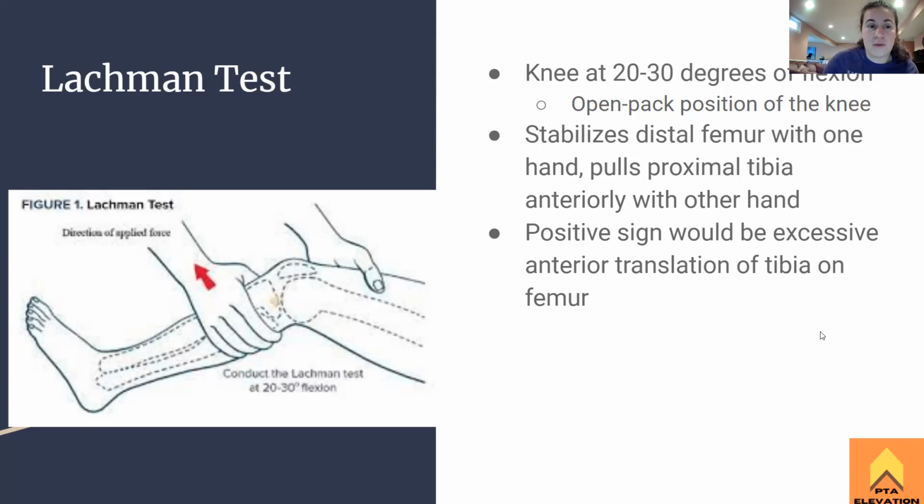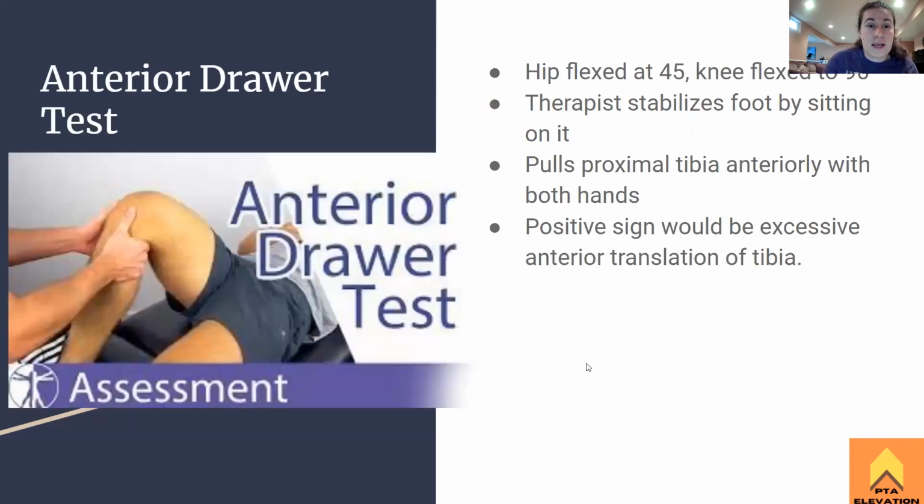So that is why the Lachman's test is probably the most common one, because we put the knee in the open pack position, remember 25 degrees of flexion, and then we test to see if there's any sort of laxity. The next thing is the anterior drawer test. This is another super common one to test the ACL because it's very simple to perform.